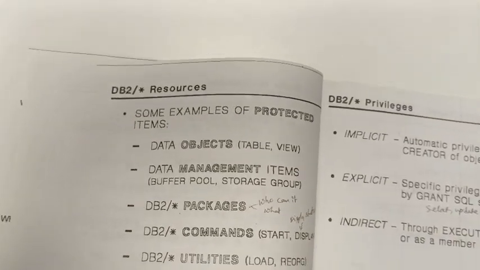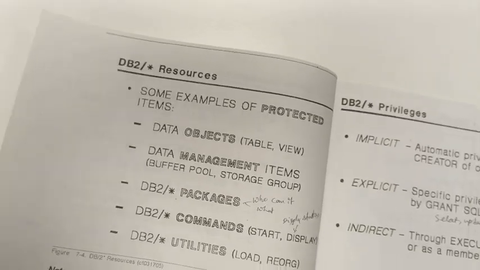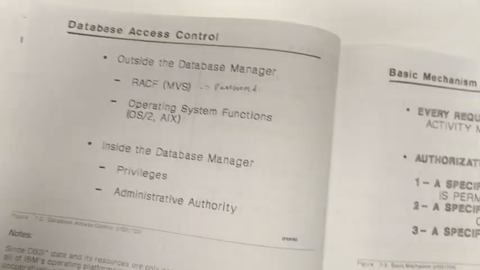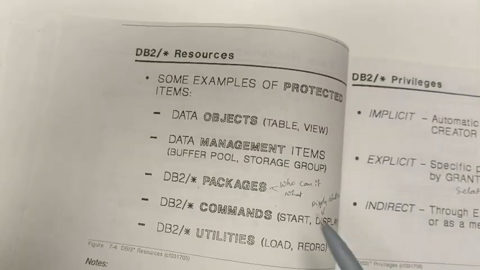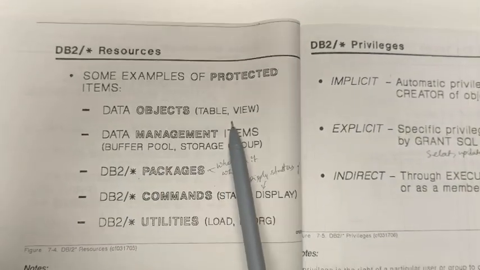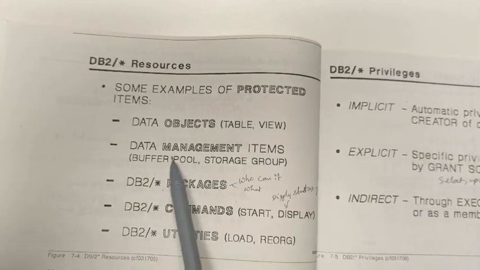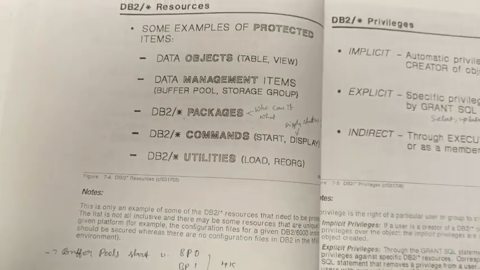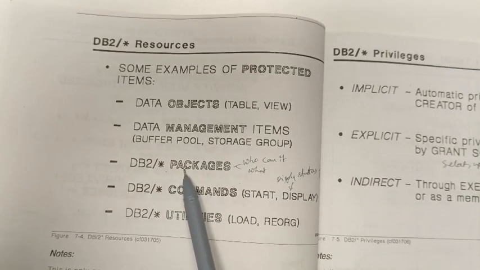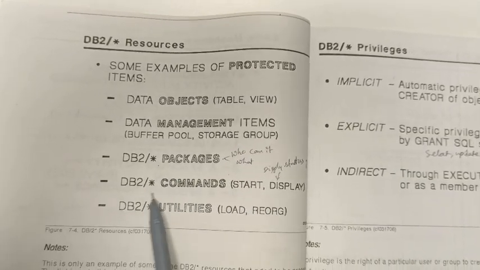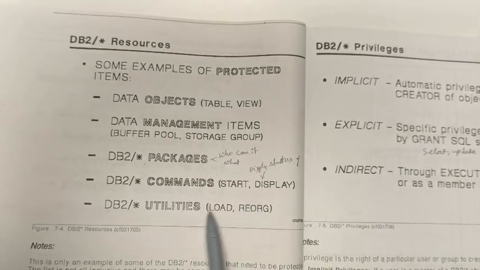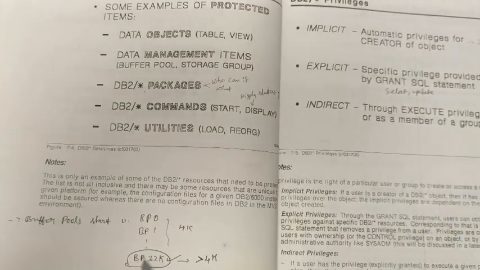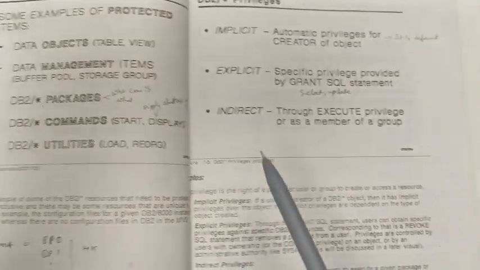And these are DB2 resources. Previously we have seen a specified resource. A specified resource means data objects such as a table or view, and data management items such as buffer pools and storage groups. We also have DB2 packages, commands such as start and display, and utilities such as load and reorganization, and we can control access to these as well.